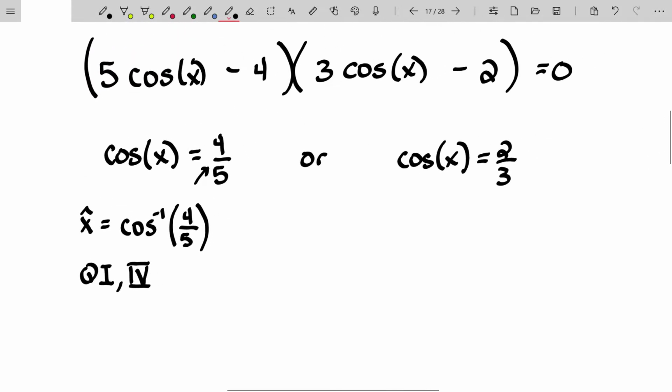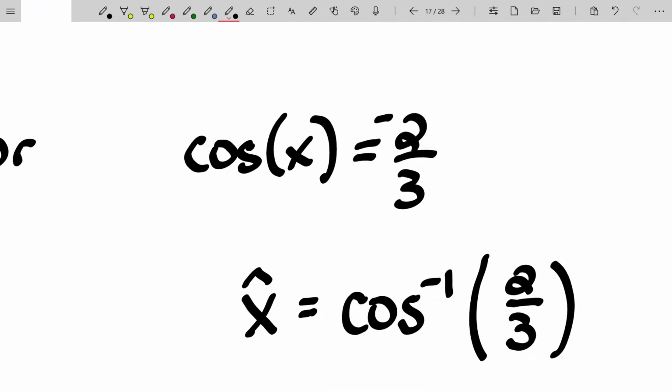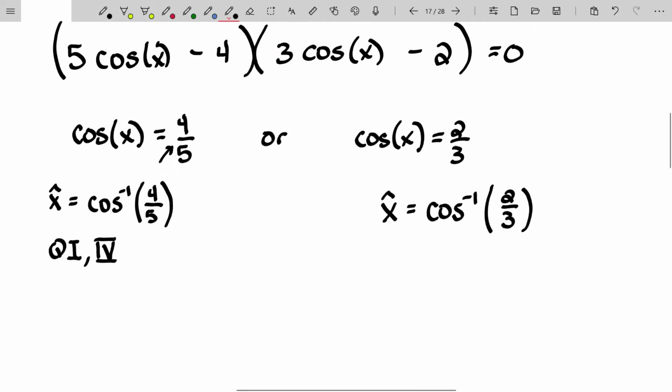And in the other case, our reference angle is going to be the cosine inverse of 2/3. And remember my conversation in the last video, if this was a negative 2/3, you would still find the cosine inverse of positive 2/3. So it's very important to note that you find your inverse trig functions of the positive ratio to find the reference angle. Again, quadrants 1 or 4, just because we are dealing with a positive ratio here.